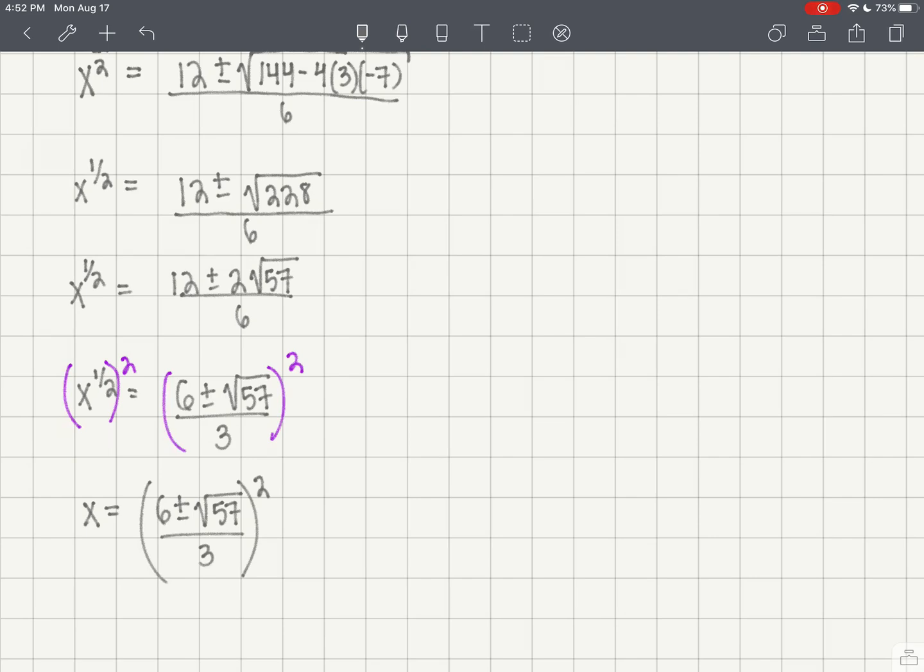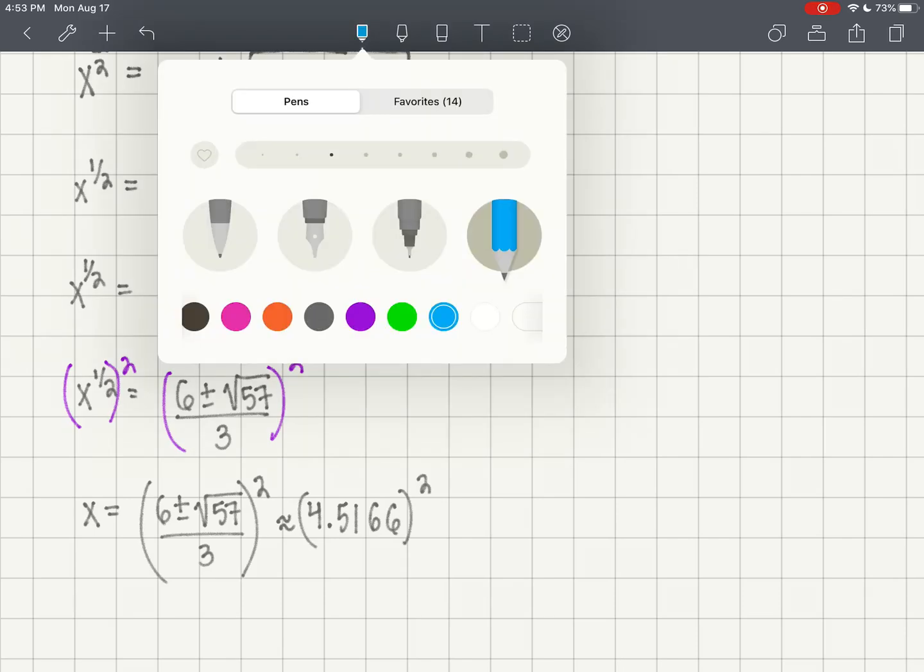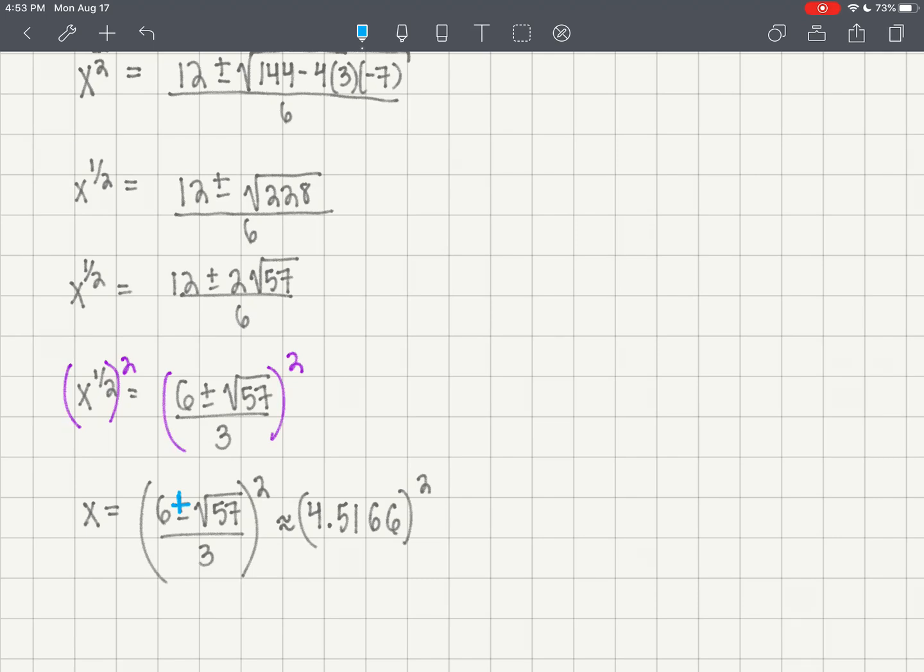So I'm going to go to my calculator and put 6 plus the square root of 57. And in the numerator, I get 13.549, and I'm going to divide that all by 3, and I get 4.5166 squared. That's when I do the positive. So when I do the positive, I get this number. So I'm going to square that.